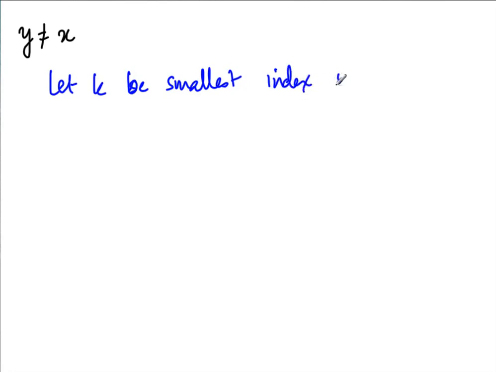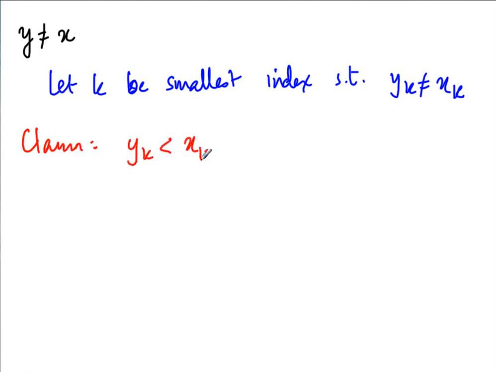So the interesting case, of course, is when y is not equal to x. If y is equal to x, we have nothing to prove because y is optimal, so x is also optimal. So in this case, x and y differ. Let k be the smallest index such that yk is not equal to xk. There must be at least one such position, otherwise they would be equal. Now the claim is that in fact yk must be strictly smaller than xk.